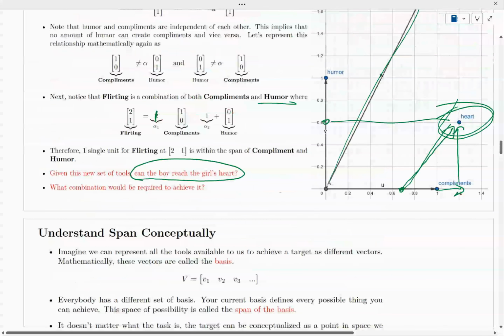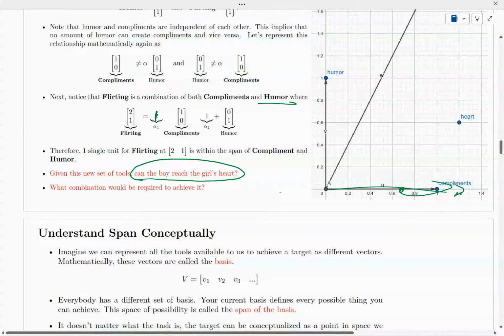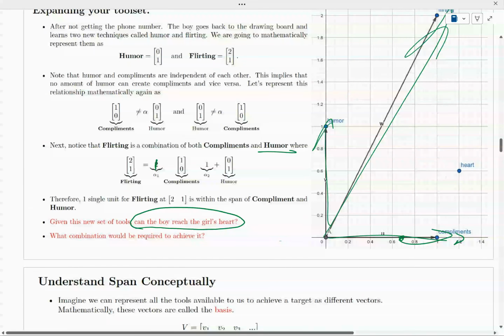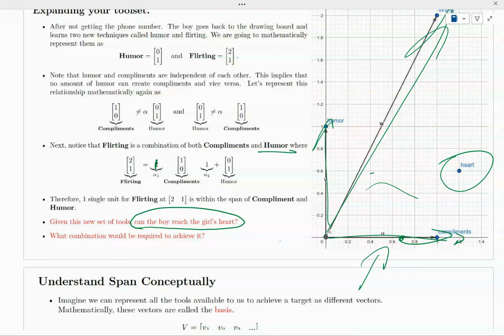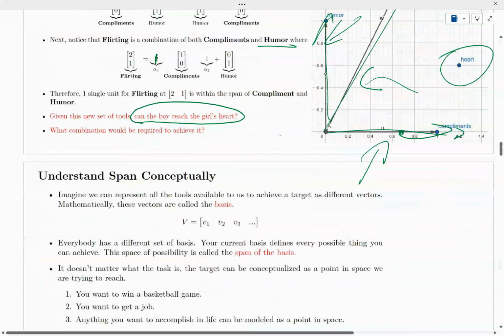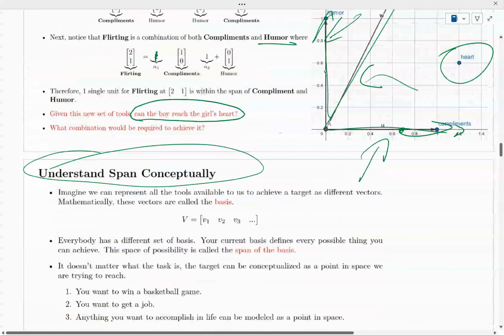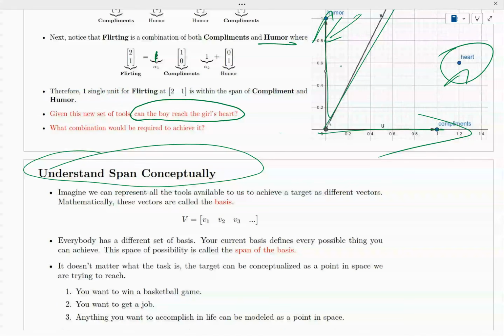So, now in this case, because you expanded your tool set, you now have a higher capability and you can reach a heart using the tools available to you. So let's try to understand this concept of span, right? In this case, the heart is now in the span. It previously wasn't when all you had was compliments. But now, because you added other dimensions to your tool set, you can reach the heart.